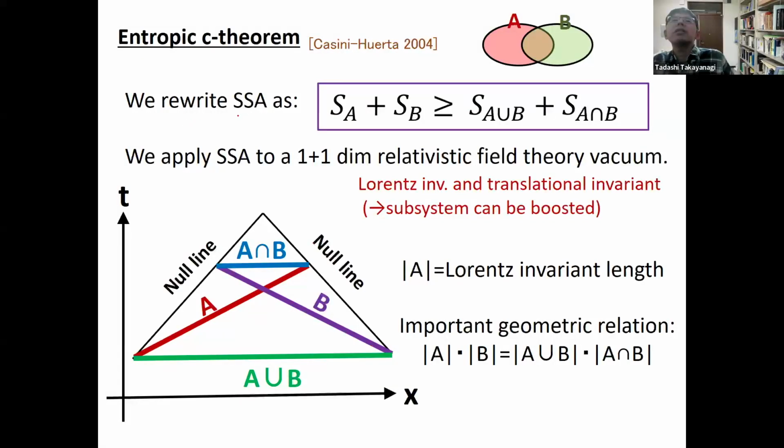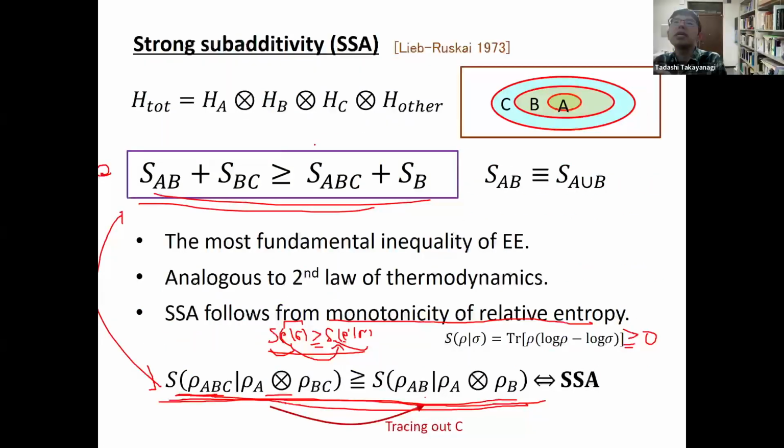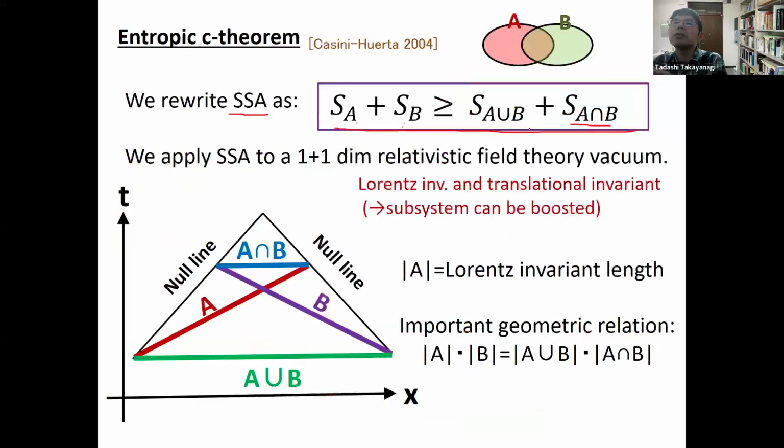So we rewrite this strong subadditivity this way. This is the same thing, right? Now A and B have some overlap region. This A means this plus this, so here it's AB and BC. B is the overlap between these two. And B is here, so the overlap is here, and the union also here. These two are equivalent. So now we apply strong subadditivity to 1 plus 1 dimensional relativistic field theory.